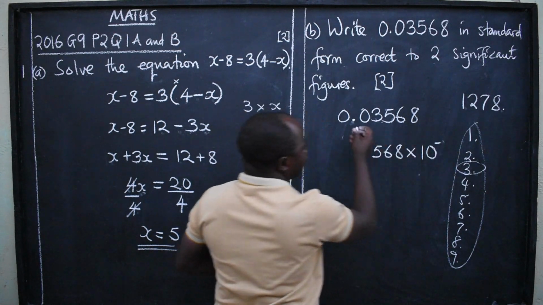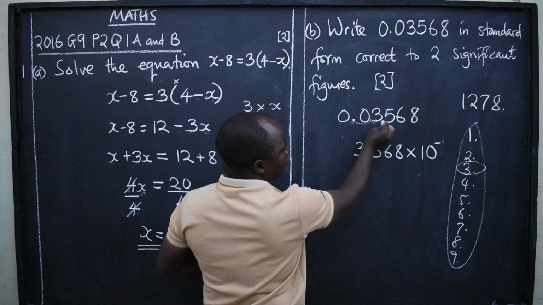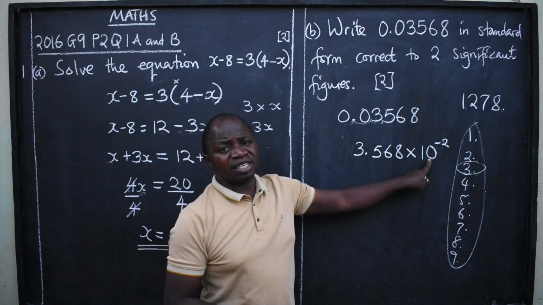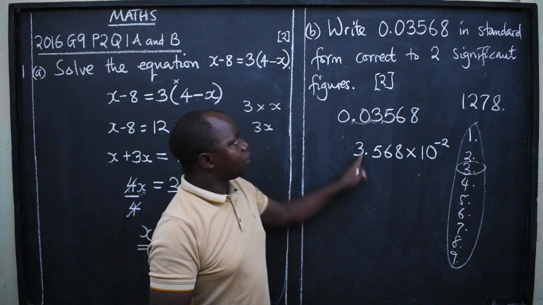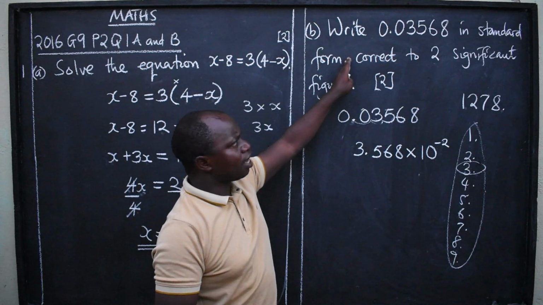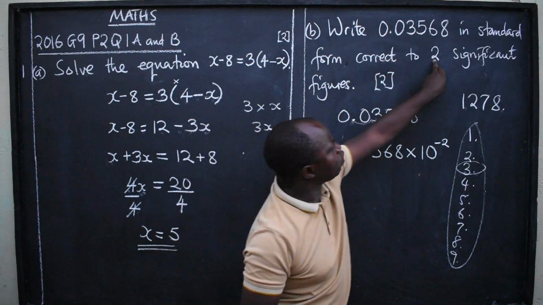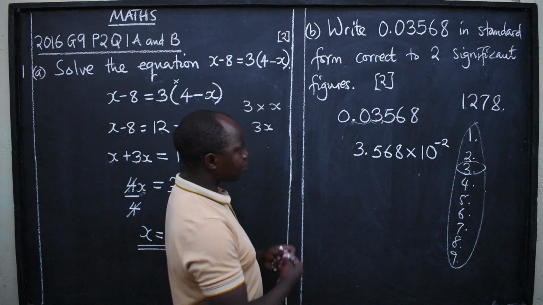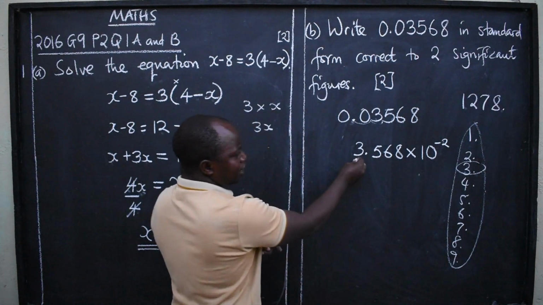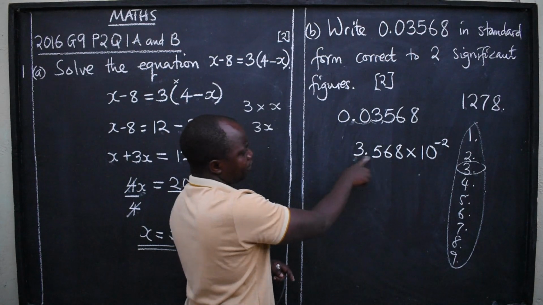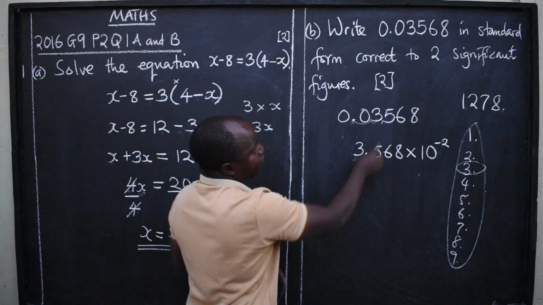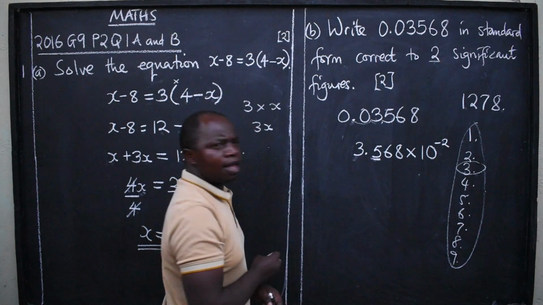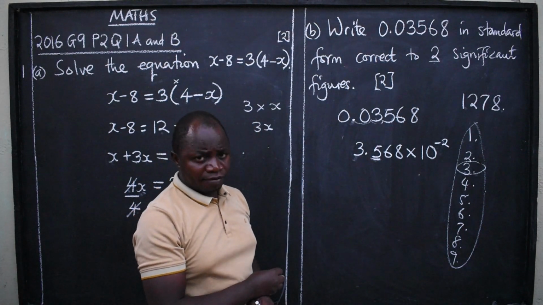How many times? You count. From here, 1, 2. So this will be 2. This is the way you write in standard form. We have answered the first part. The second part says correct to two significant figures. Significant figures, important figures. So here, the first significant figure is 3. Second one is 5. They want 2, so you need to know 1, 2. You are standing on that number, 5.